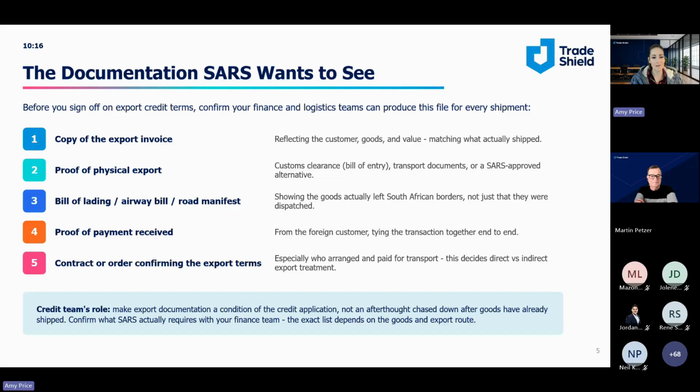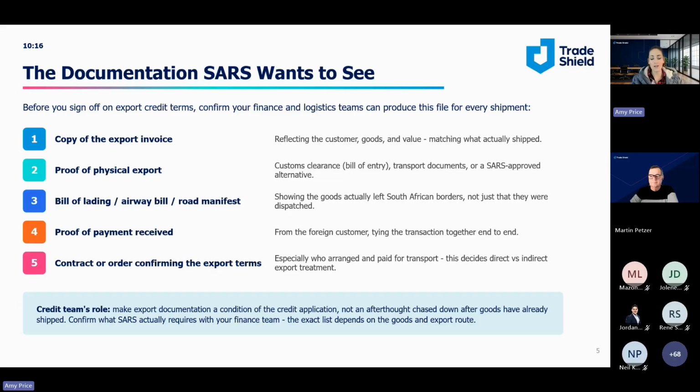Okay, so let's look at the documentation that SARS wants to see. So I'm hoping that, Sharif, I did answer a little bit of your question and that you heard the entire portion that I was mentioning, and it was just between the slides, but I will get to the answer with regards to the law. Okay, cool.